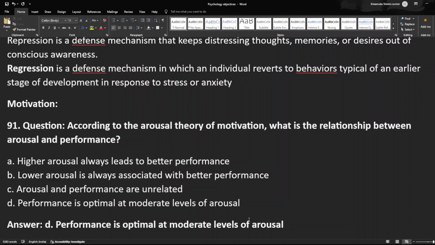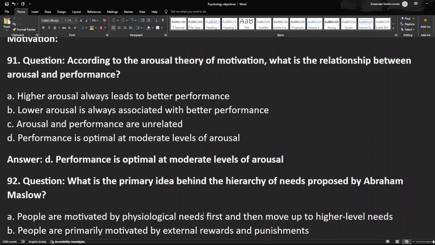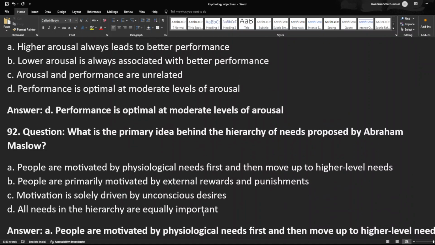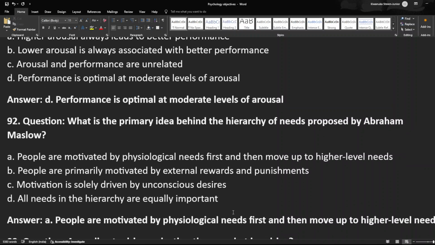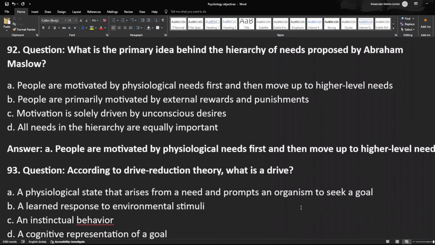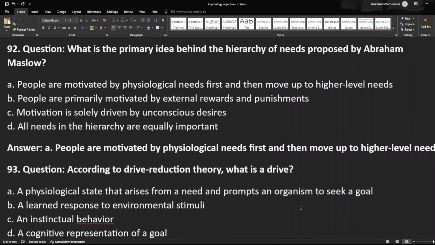According to the arousal theory of motivation, what is the relationship between arousal and performance? We've already looked at that one. Performance is optimal at moderate levels of arousal. What is the primary idea behind the hierarchy of needs proposed by Abraham Maslow? We've also looked at it: people are motivated by physiological needs first and then move up, as higher level needs then follow.